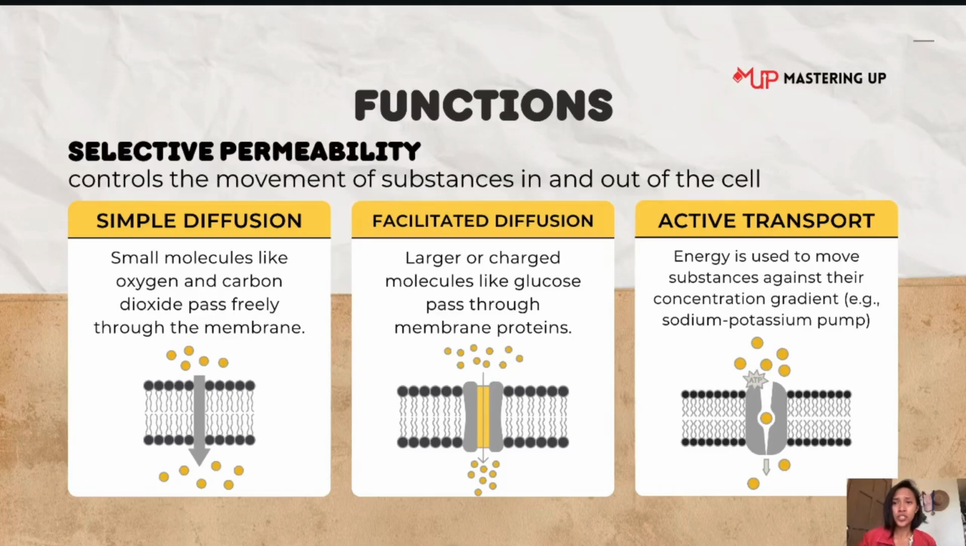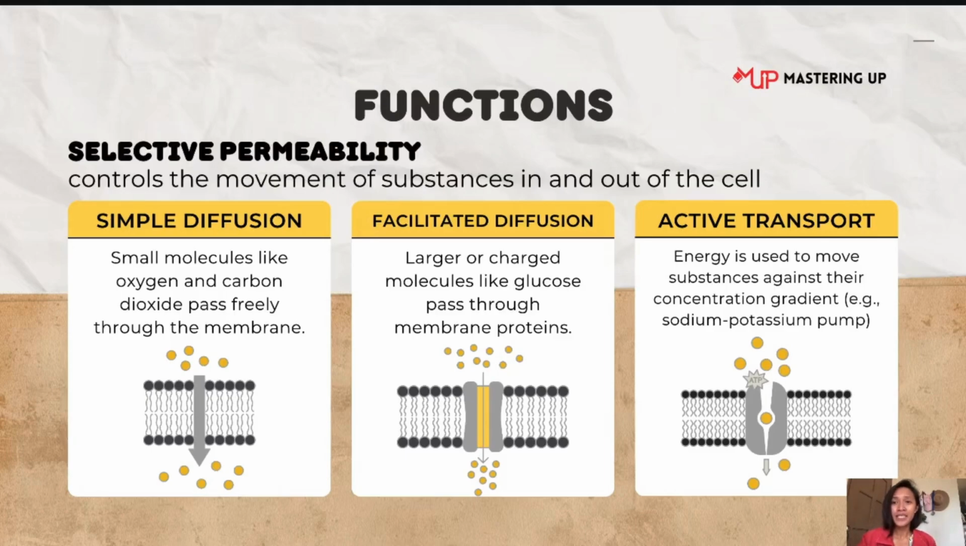So we've covered the structure. Now let's take a look at the crucial functions of the plasma membrane. Number one is selective permeability. One of the most important jobs of the plasma membrane is regulating what enters and exits the cell. This is known as selective permeability. The membrane allows some molecules to pass through easily, like small, nonpolar molecules such as oxygen and carbon dioxide. These molecules can slip right through the lipid bilayer, but larger or charged molecules like glucose or ions need help from membrane proteins to get in.